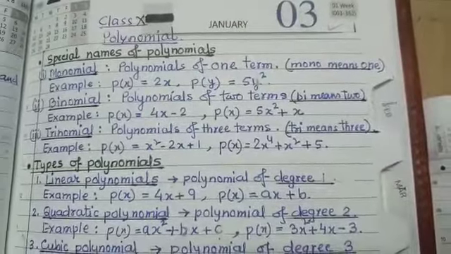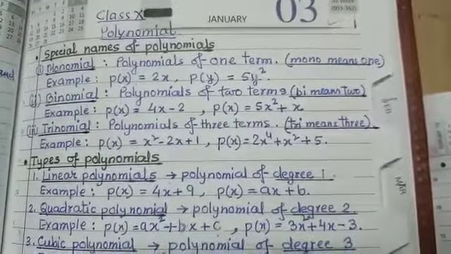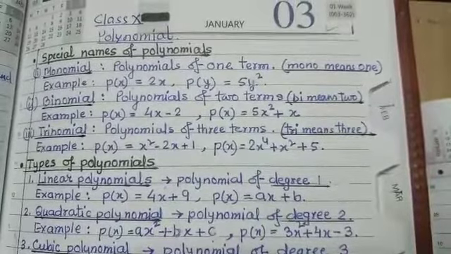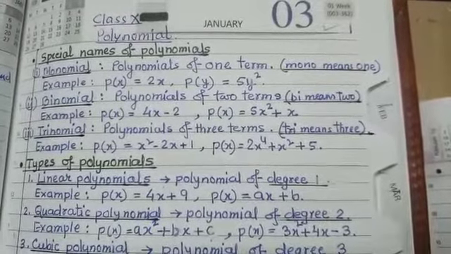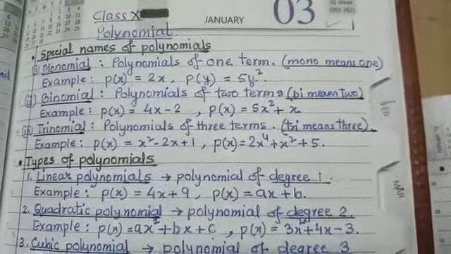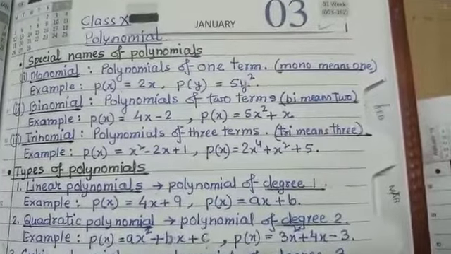Hello children. Chapter 1 I have explained completely. Now today I am going to explain chapter 2, Polynomials. In class 9 you have already done this chapter on polynomials.